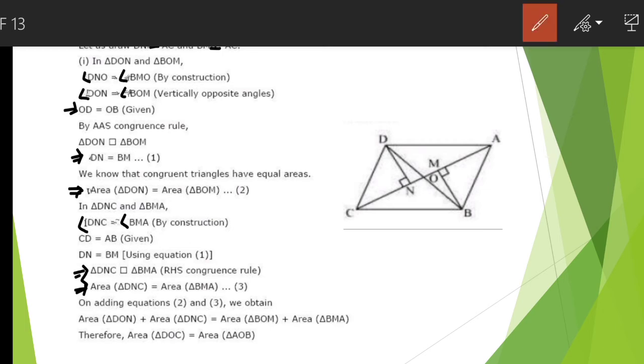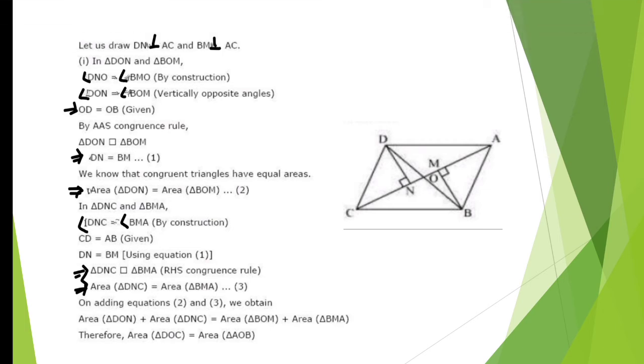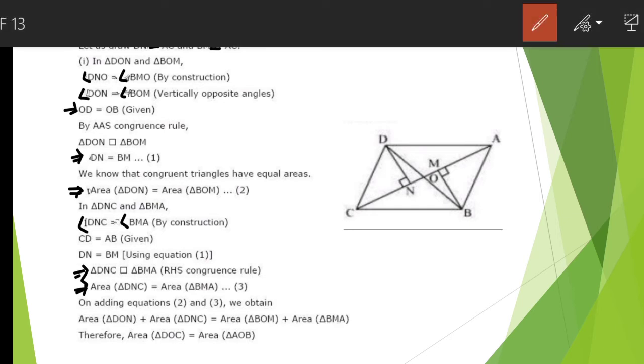So first we have drawn the perpendiculars. DN is perpendicular on AC and BM is perpendicular on AC. Now we will consider these two small triangles. In these two triangles you can see N and M are 90, and at point O we get vertically opposite angles, for proving congruency. So in triangle DON and triangle BOM, first angle N and angle M are 90 by construction.